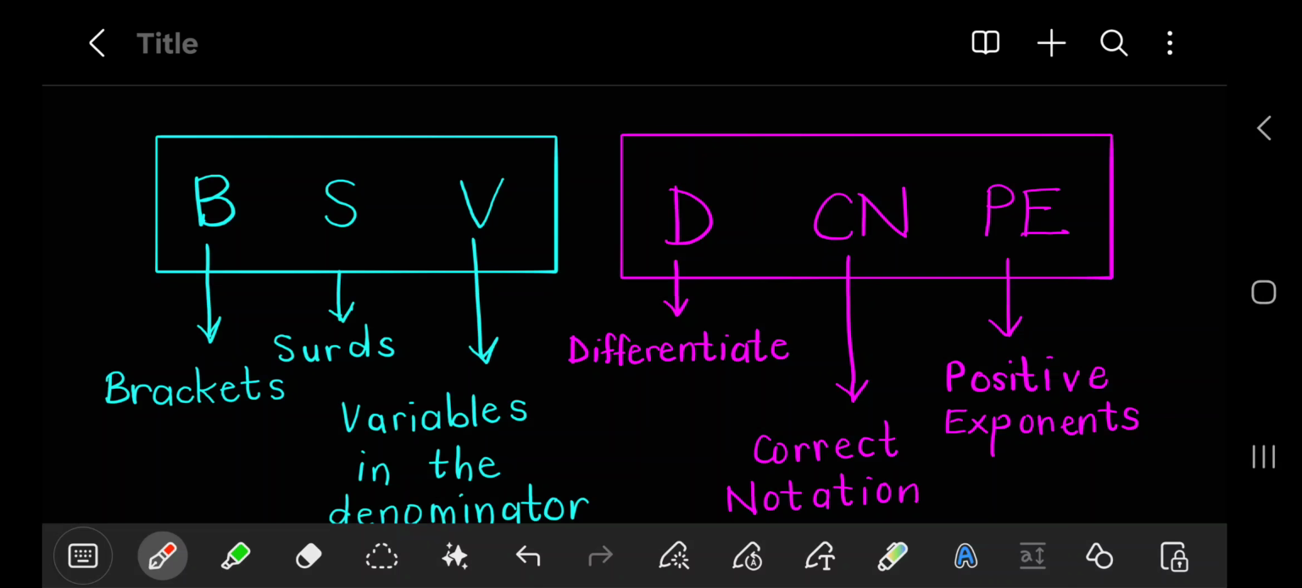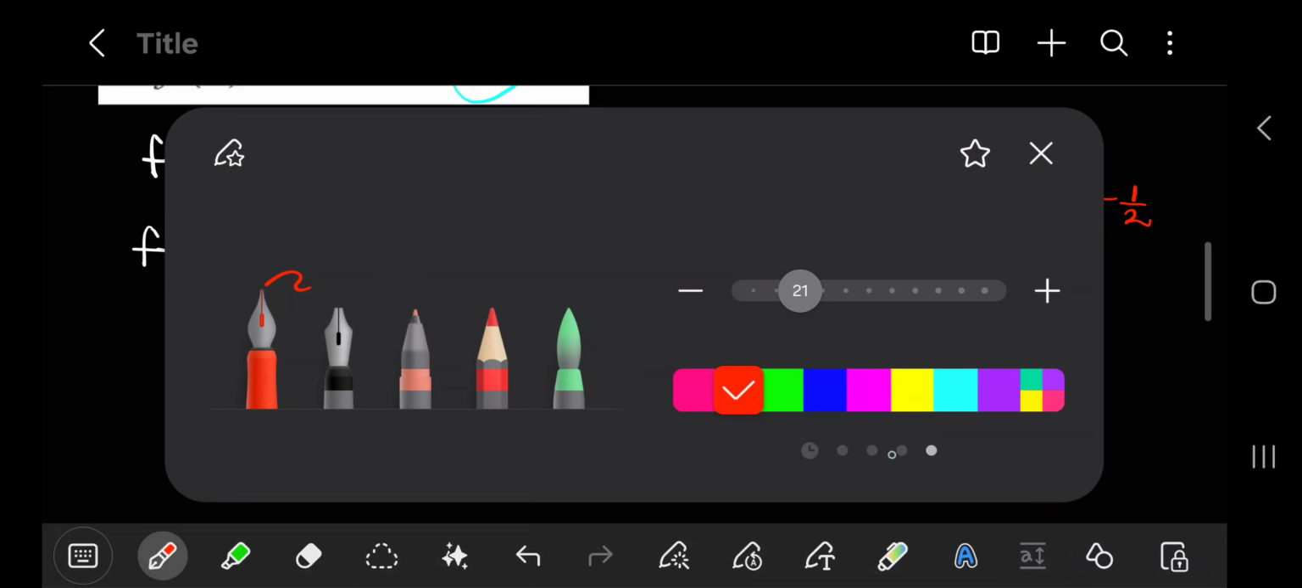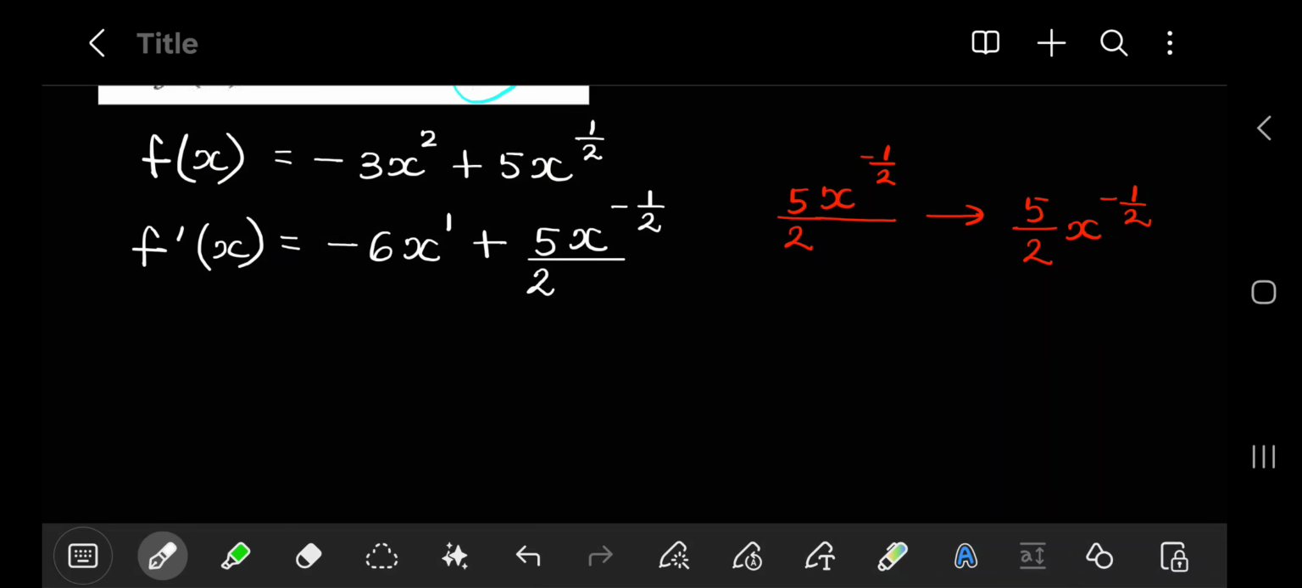And lastly, we need to make sure that there are positive exponents. So we've got f prime x. The first term is fine, that can stay as is because we do have a positive exponent. And what do we mean when we say positive exponents? We are referring to the exponents of x. Since x has an exponent of 1, we don't need to write that.